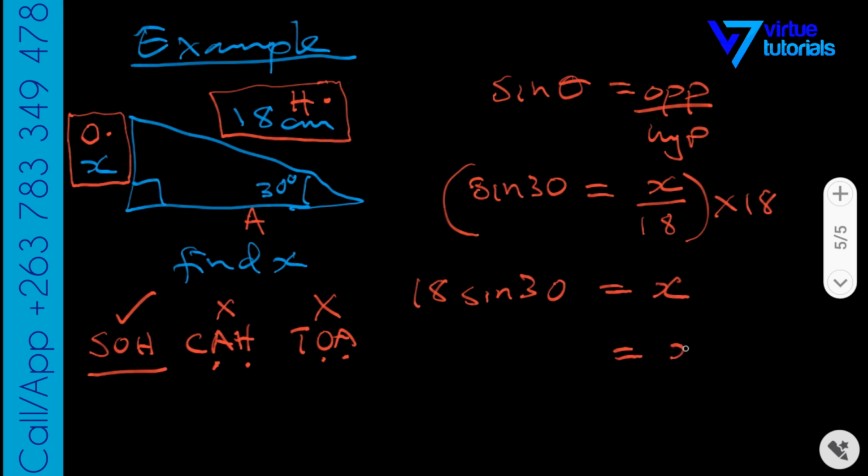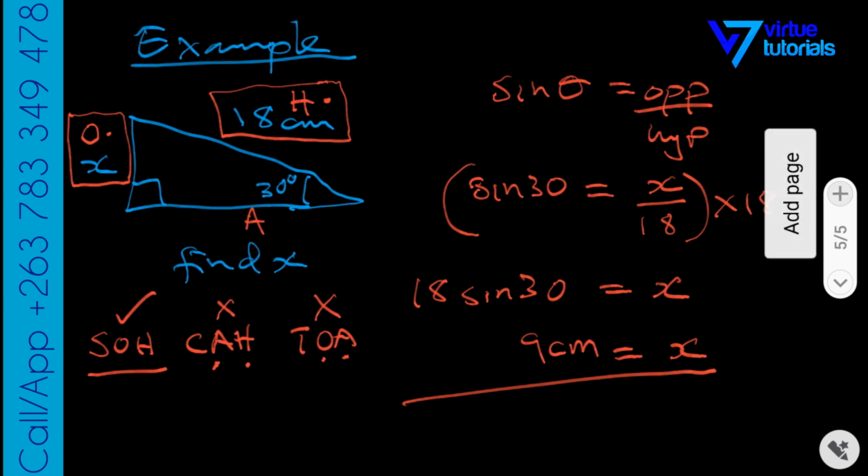So you can submit this to your calculator. Just type that in, 18 sine 30. 18 sine 30 gives you 9 centimeters. So the length of side x is 9 centimeters. So let's try another example.